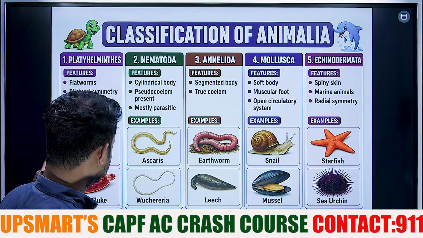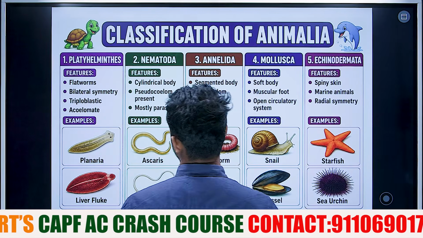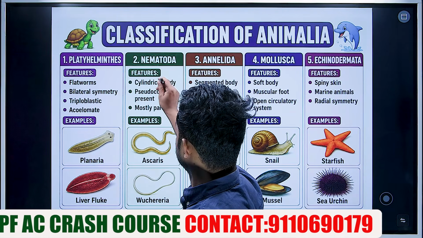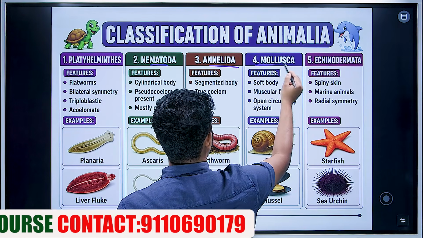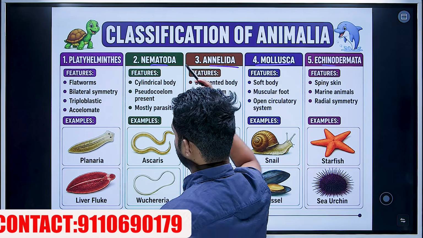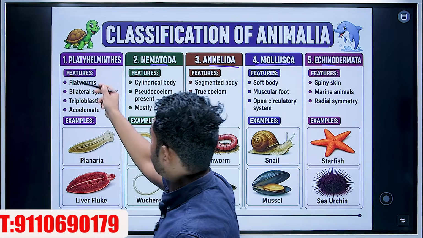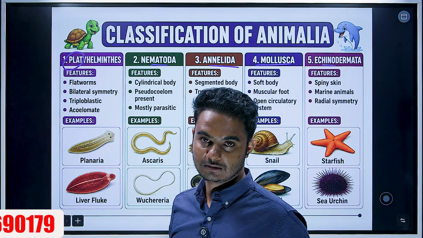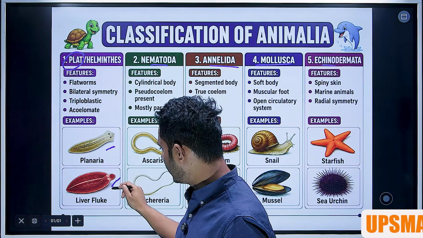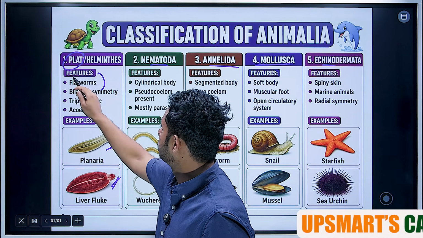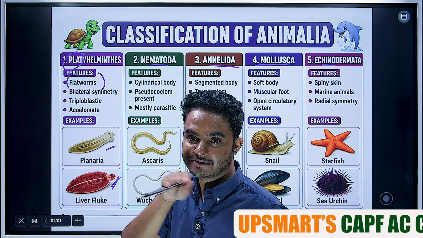Next come the other phyla. Phylum Platyhelminthes, Nematoda, Annelida, Mollusca, Echinodermata. Platyhelminthes. Sir, flat. This is what you told. Yes, I told that because these creatures, you see them, will be very flat in nature. Flatworms. These are worms and they will be very flat.